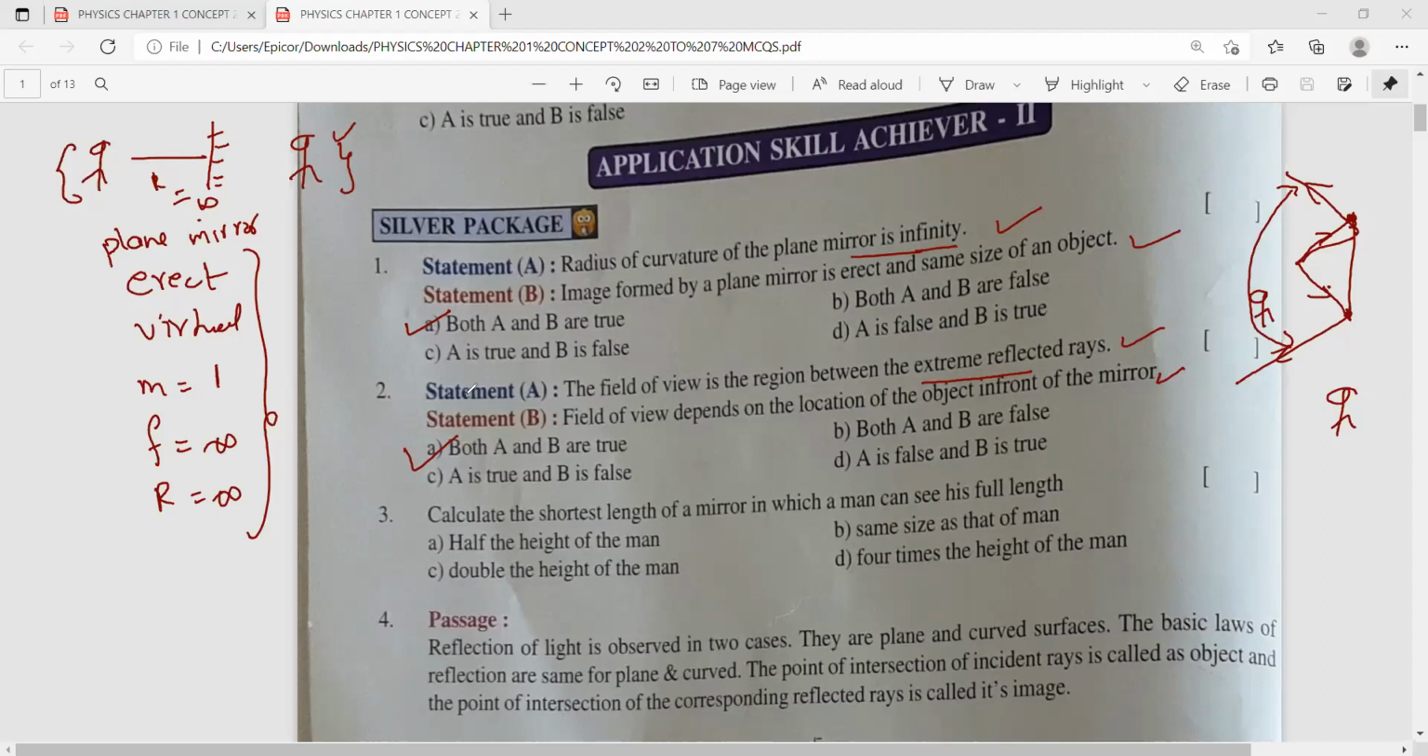Next one. Calculate the shortest length of the mirror in which a man can see his full length. A man can see his full length. What is the calculation part?